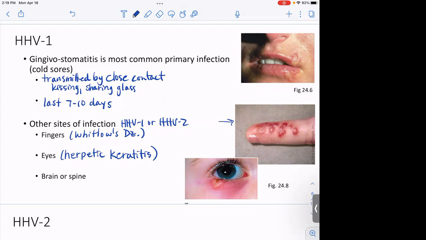And very rarely, the herpes virus can infect the brain or the spinal cord, causing encephalitis, which is an inflammation of the brain. That's obviously extremely serious. It's extremely rare. Usually only severely immunocompromised individuals, like patients that have AIDS. So untreated HIV.